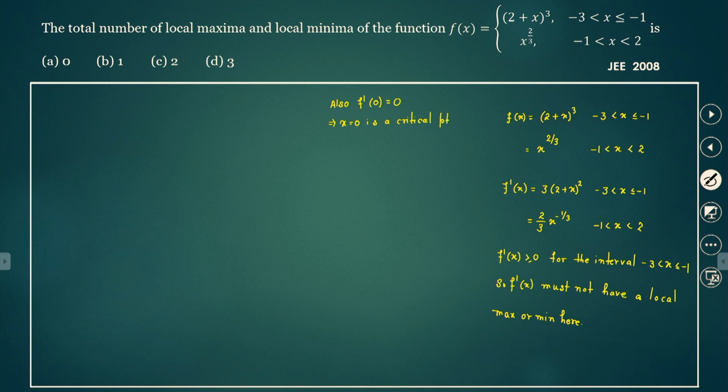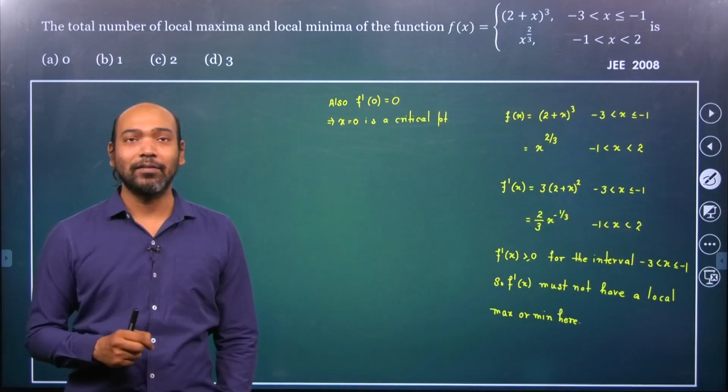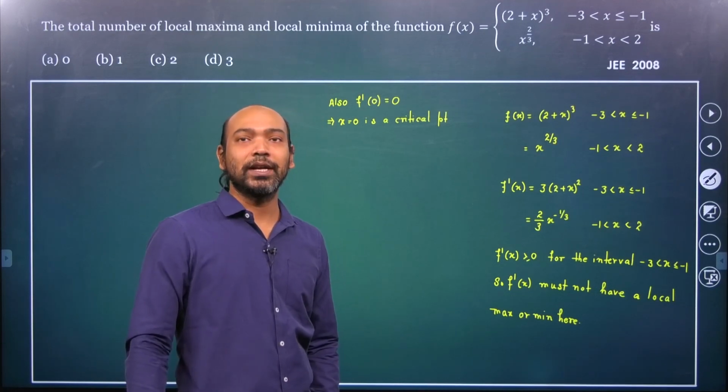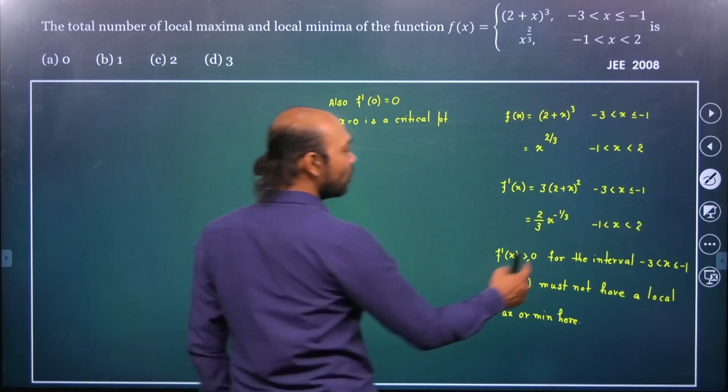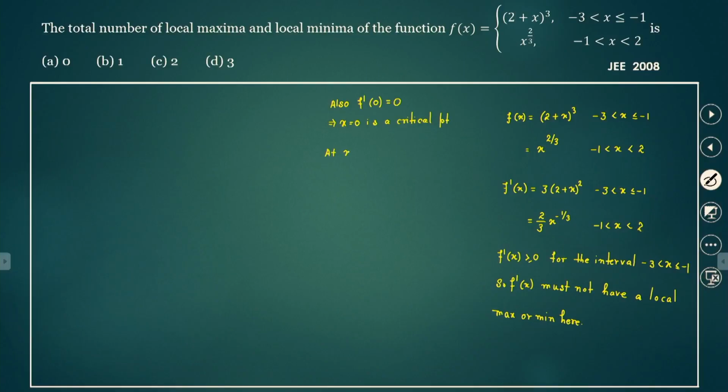But that's not it. We may have some other critical points as well, because the points where f'(x) doesn't exist also need to be treated as critical points. Now let's locate the point x = -1. At x = -1, if I calculate the left derivative, we substitute -1 here, so 3 into (2 - 1) whole square gives me 3.